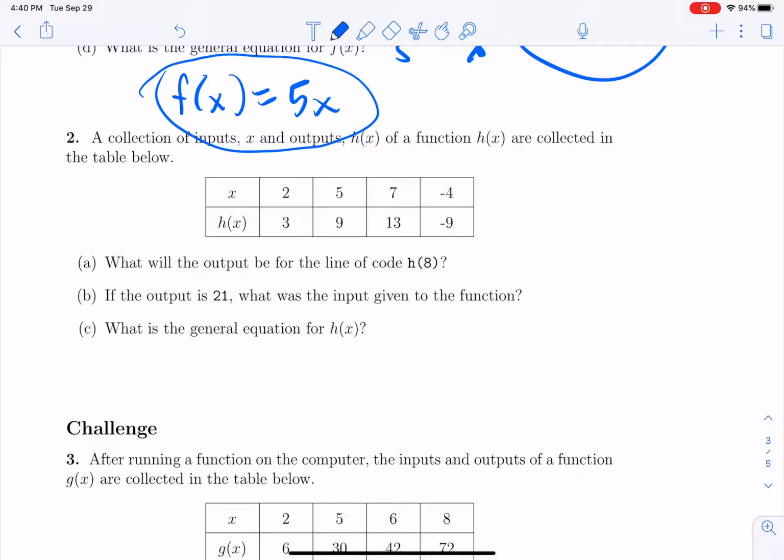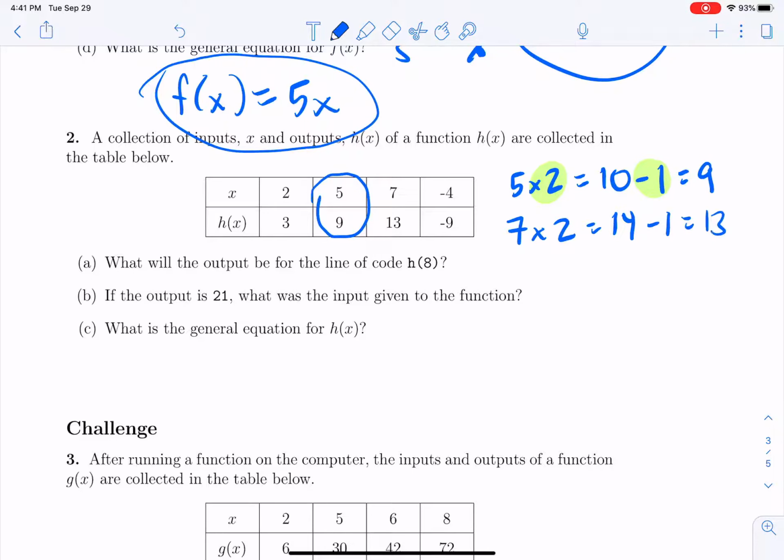If I look at this pattern, I might ask myself, what can I do to 5, let's use 5, to get close to 9? Well, if I do 5 times 2, that gives me 10. That's pretty close to 9. What do I have to do to 10 to get to 9? Well, I subtract 1. Okay, so my rule here would really be times 2 minus 1. Let's see if that works. Okay, let's try 7 times 2 is 14. 14 minus 1 is 13. That works. That looks like the rule.